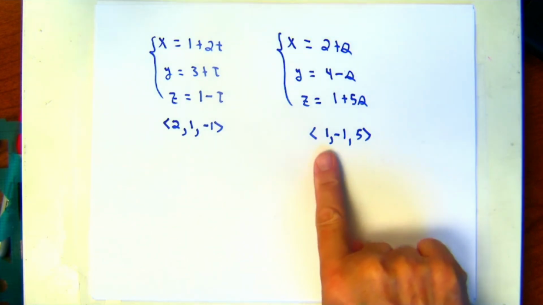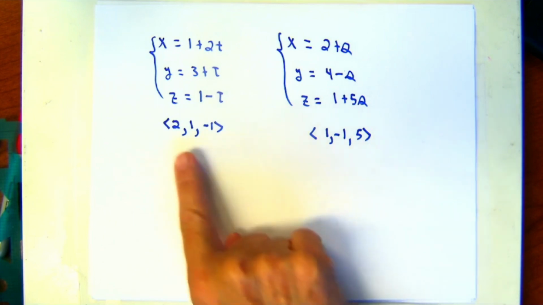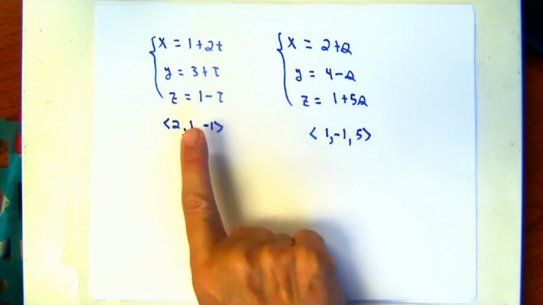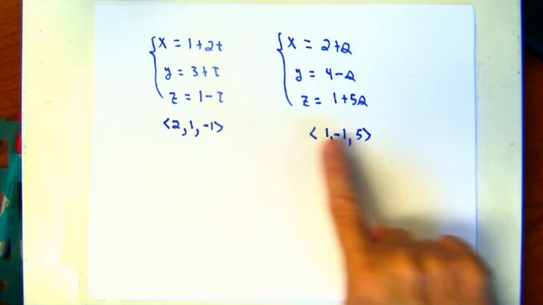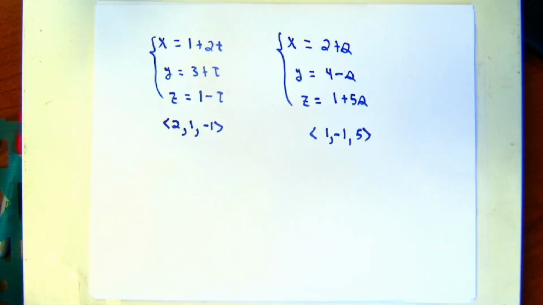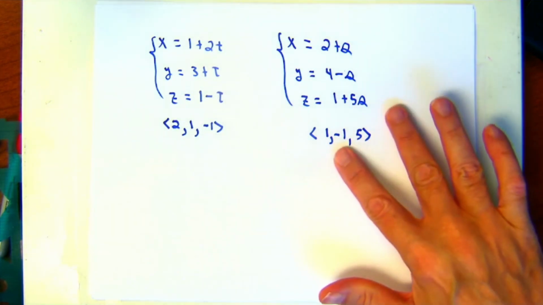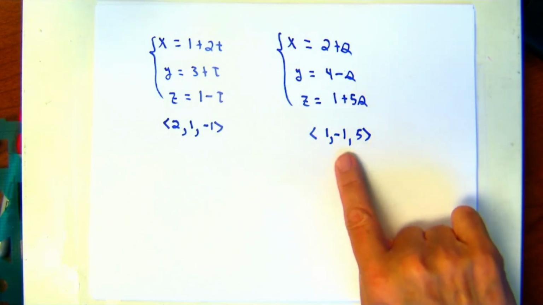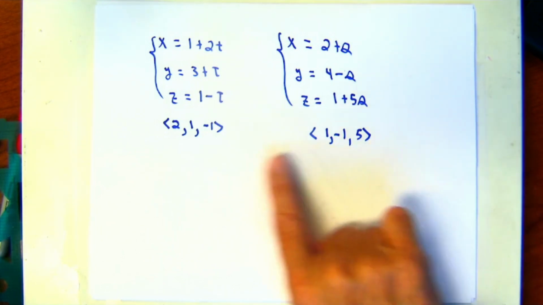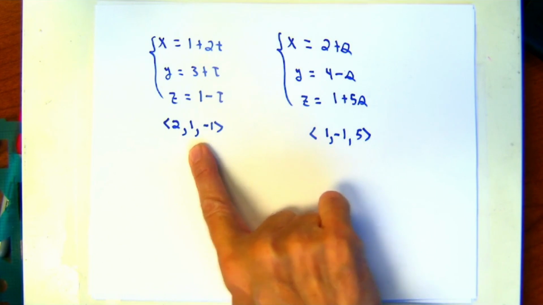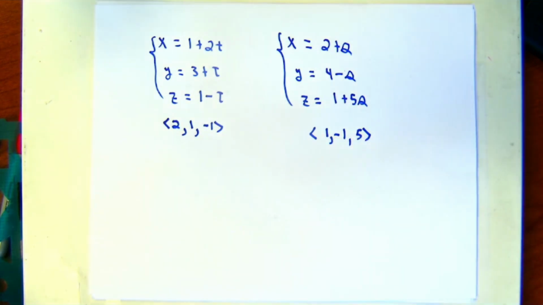I have a 1 there and a 2 there. If this vector were a multiple of that one, it would have to be 2 times that one. But 2 times -1 is not that number. So these vectors are not multiples of each other. The 2 straight lines are not parallel.